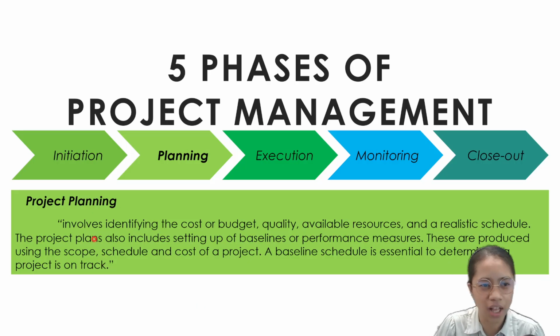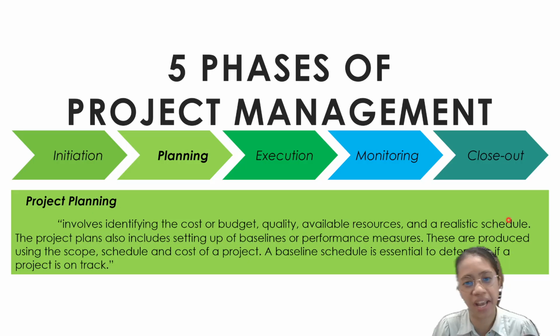From the word itself, this involves identifying the cost or budget, the quality, available resources, and a realistic schedule. The project plans also include setting up of baselines or performance measures. These are produced using the scope, schedule, and cost of a project. A baseline schedule is essential to determine if a project is on track.